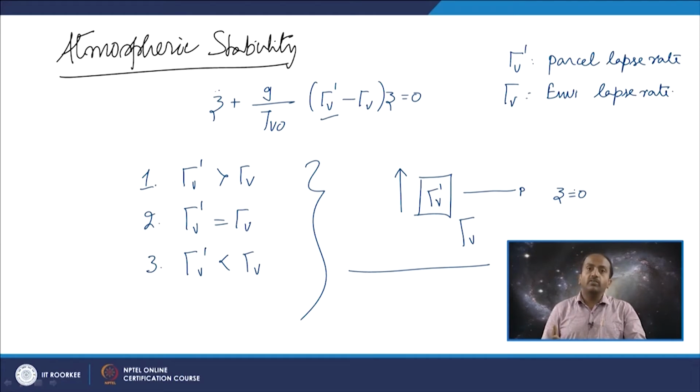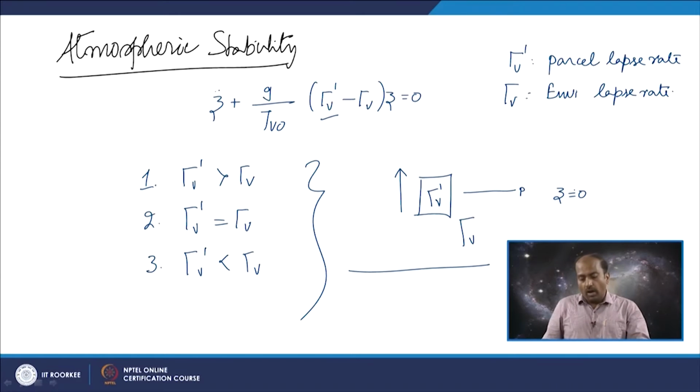And if this expansion is at the expense of internal energy of the air parcel, then naturally the temperature of the air parcel will decrease, right. So if the air parcel's temperature is decreased, that means it is moving away from the equilibrium position, right. So this is the basic idea of stability.